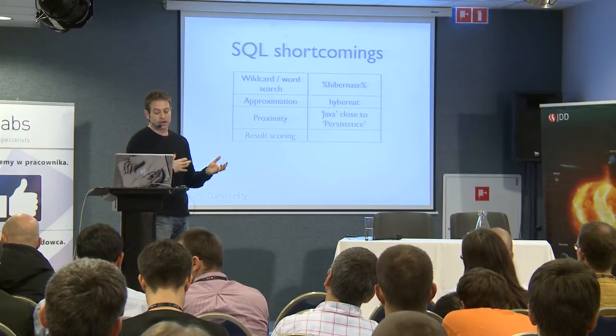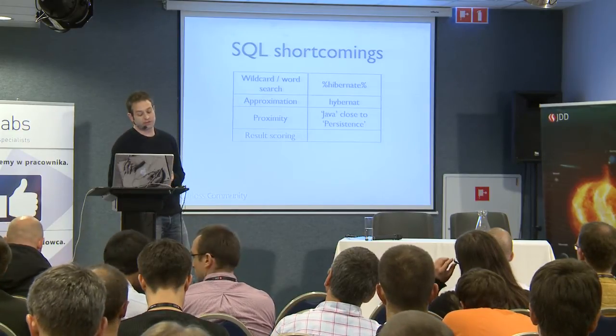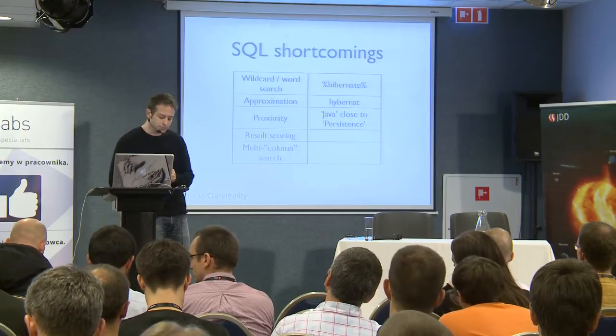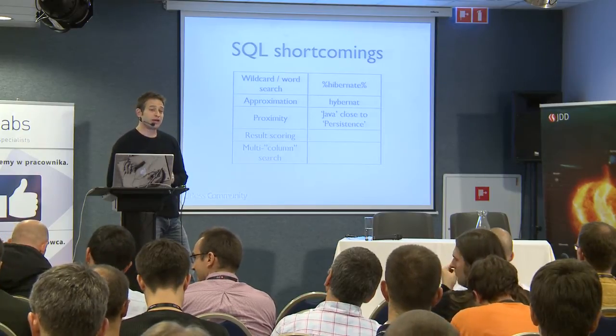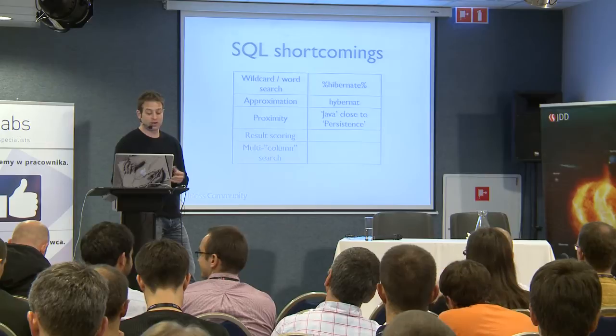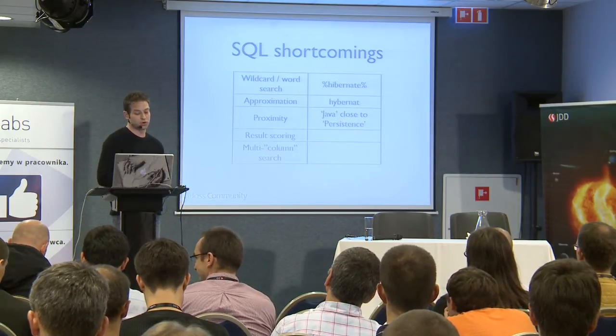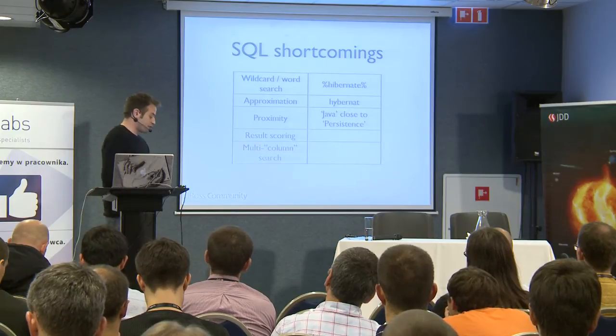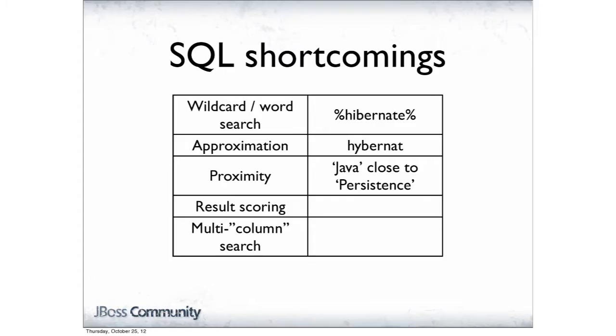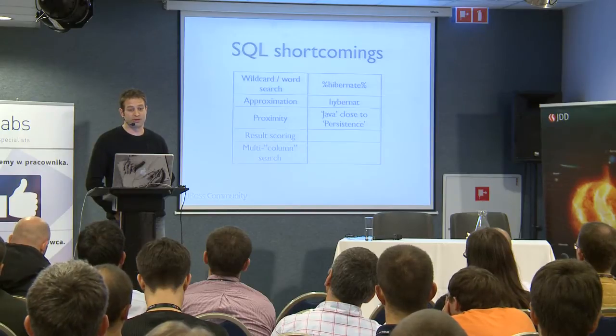Result scoring: you want to boost certain values or change the way the results are returned. In SQL, you basically just have an order by clause, and that's it. You want to do much more. And then we have multi-column search. Just imagine you want to search across all your database columns, all your actor and film columns. Thinking back to the strings, I think you can see that it gets quite ugly very quickly.